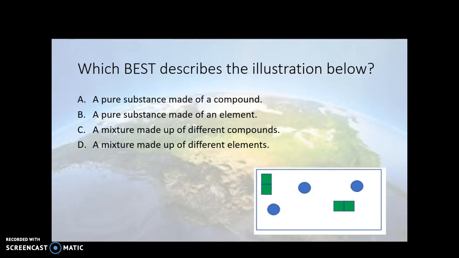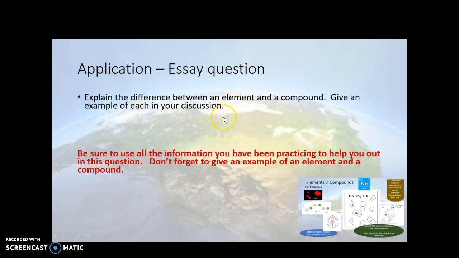That leads us to our final application, the essay question. That's where we're going to apply everything we learned so we can use those helps. What's the difference between an element and a compound? And give an example. Use this information to help you. Give your definition. Be sure to label clearly which is an element, which is a compound, and then give some samples or examples. You can use all the information in the class, in the textbook, and on the word wall to help you out. Good luck.